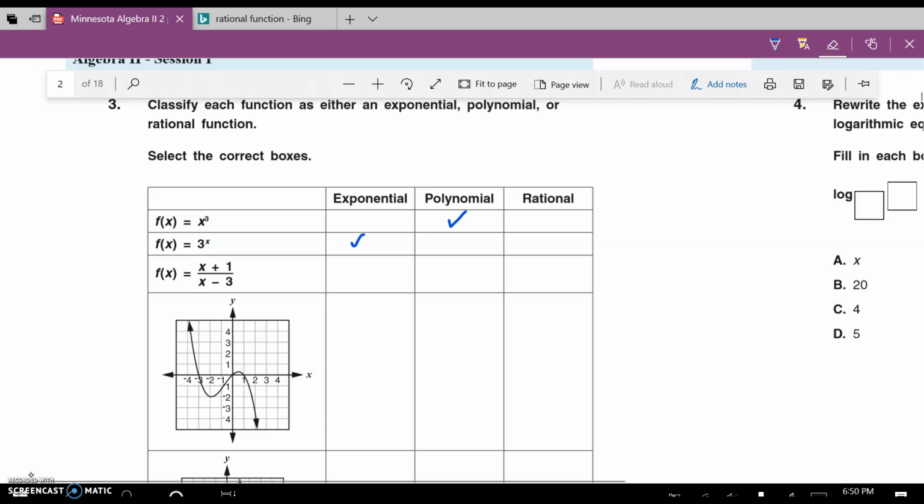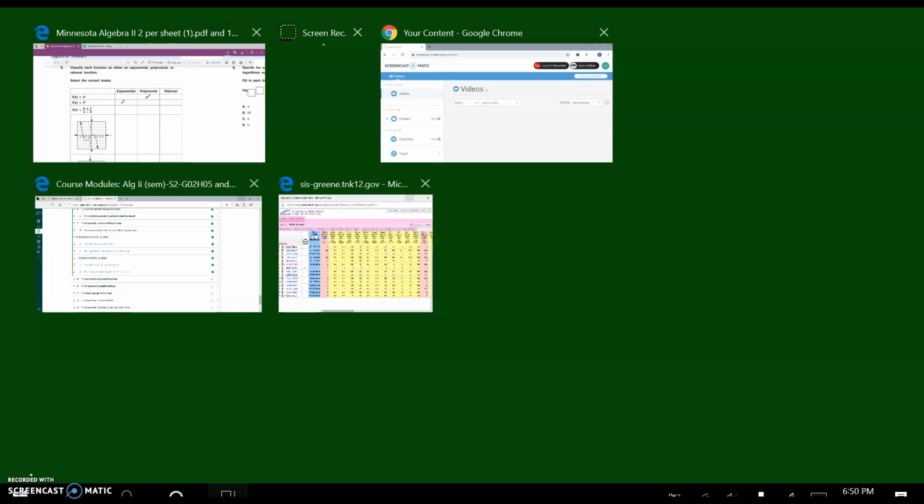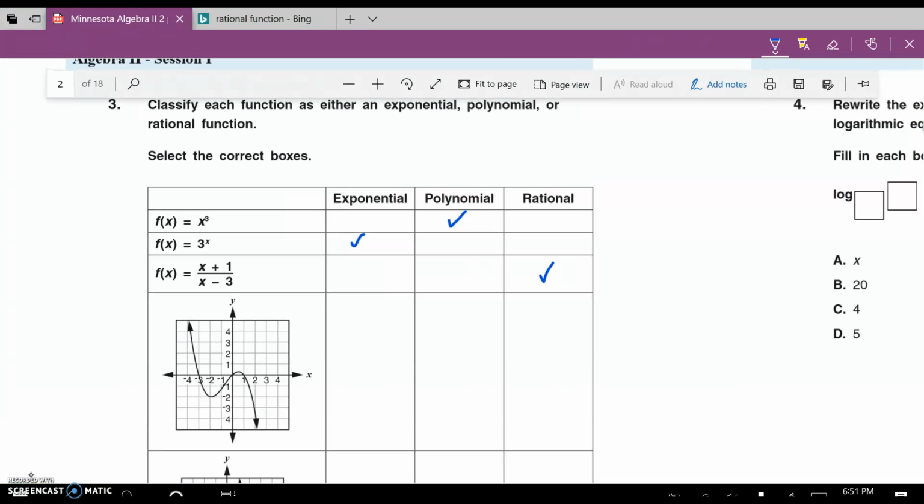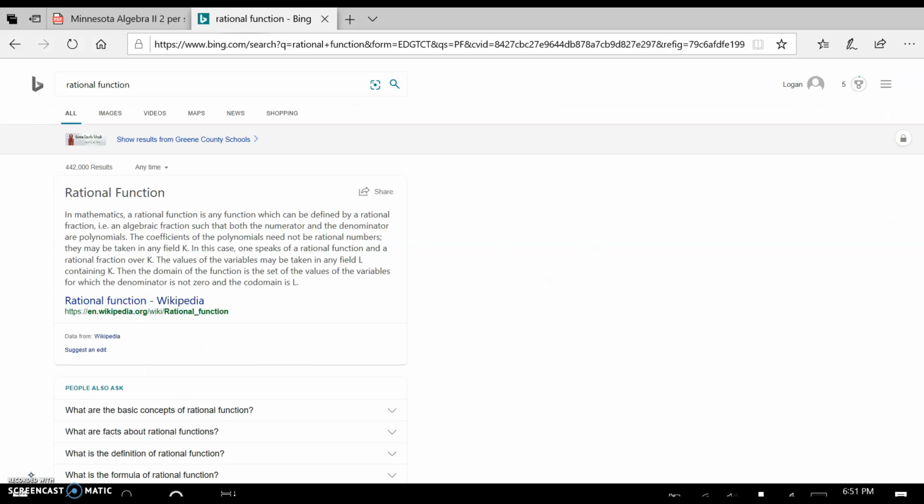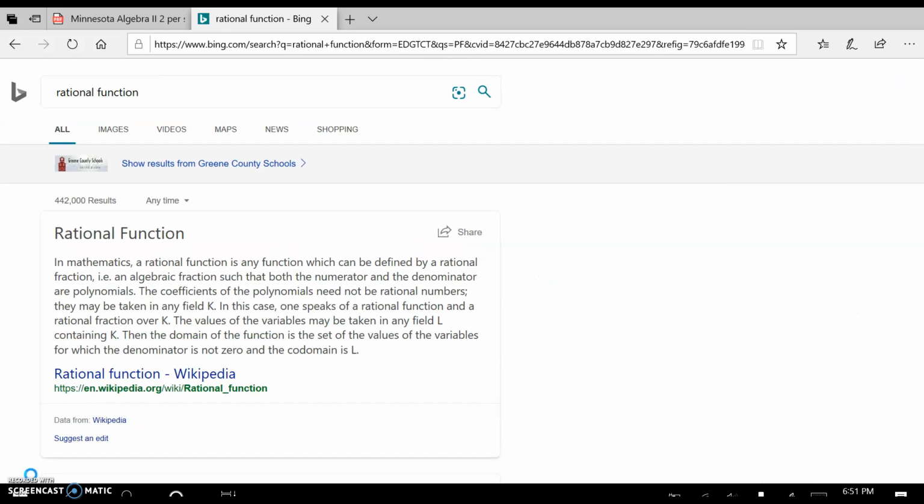Okay, and then we've got something with a polynomial on top and a polynomial on bottom. And we actually haven't talked about this. This is going to be one of our next chapters, but this is rational. Okay, and if we look up a rational function, I actually have the definition pulled up here, and it says a rational function is defined as an algebraic function with a numerator, or blah, blah, blah.